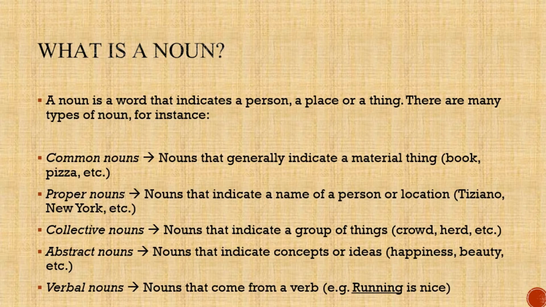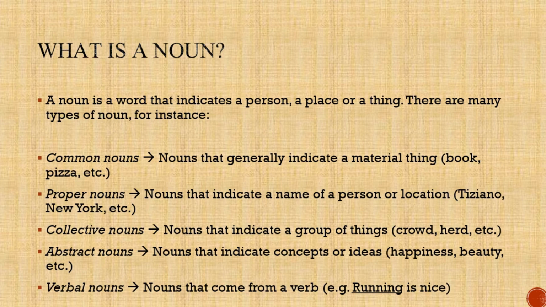So first of all, what is a noun? A noun is a word that indicates a person, a place or a thing. And there are many types of nouns. For example, there are common nouns, that is nouns of objects. For example, book, pizza, etc.